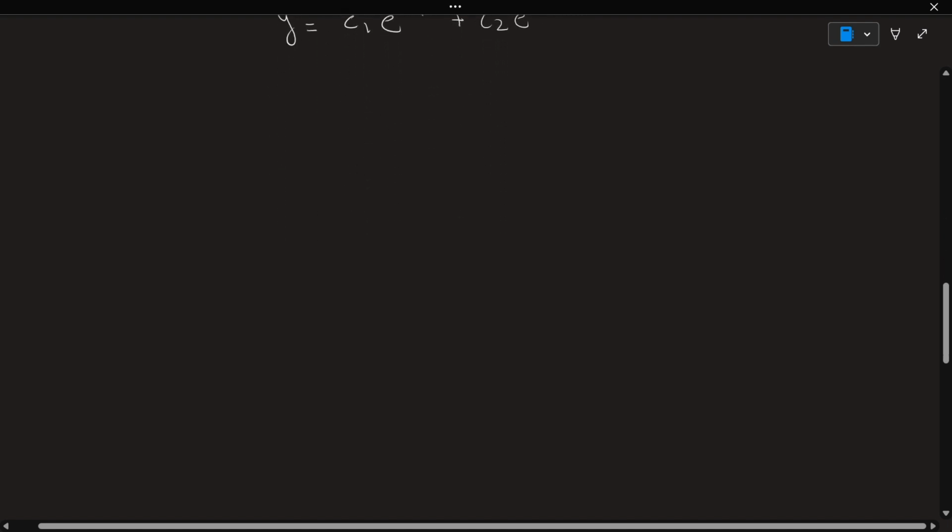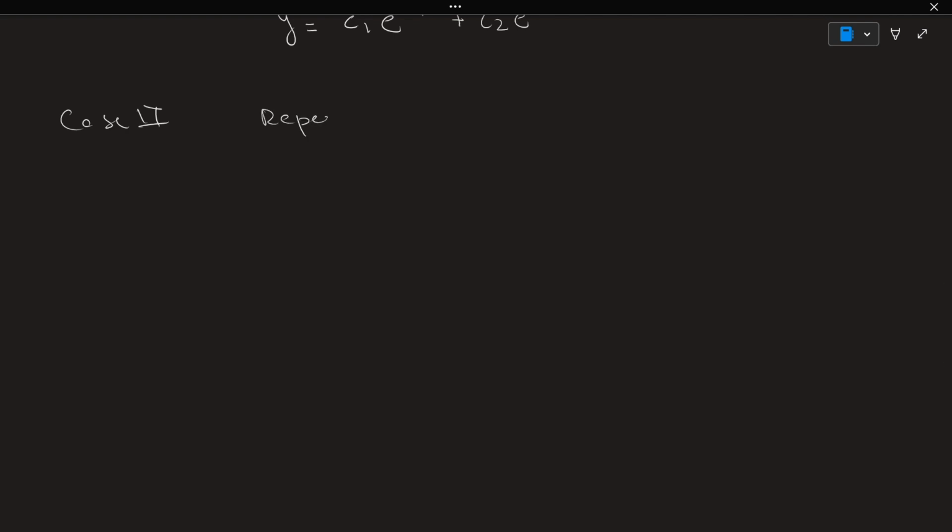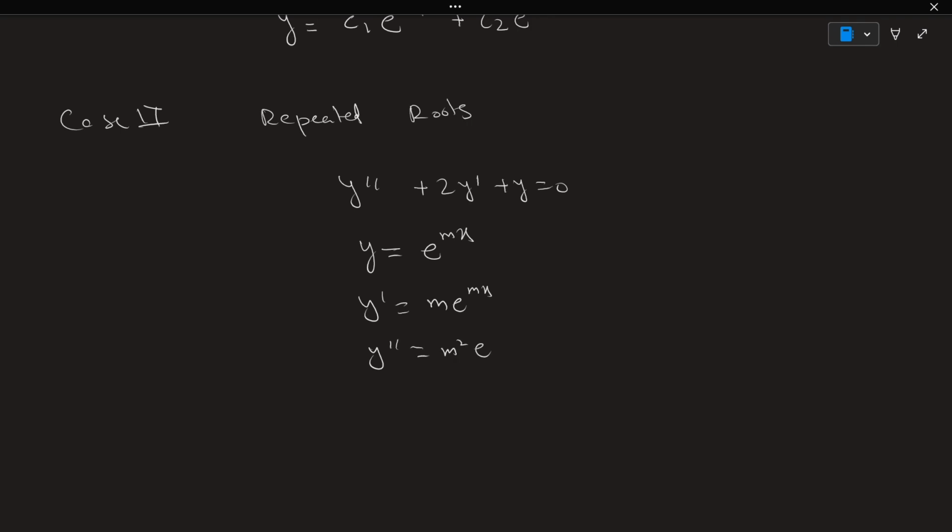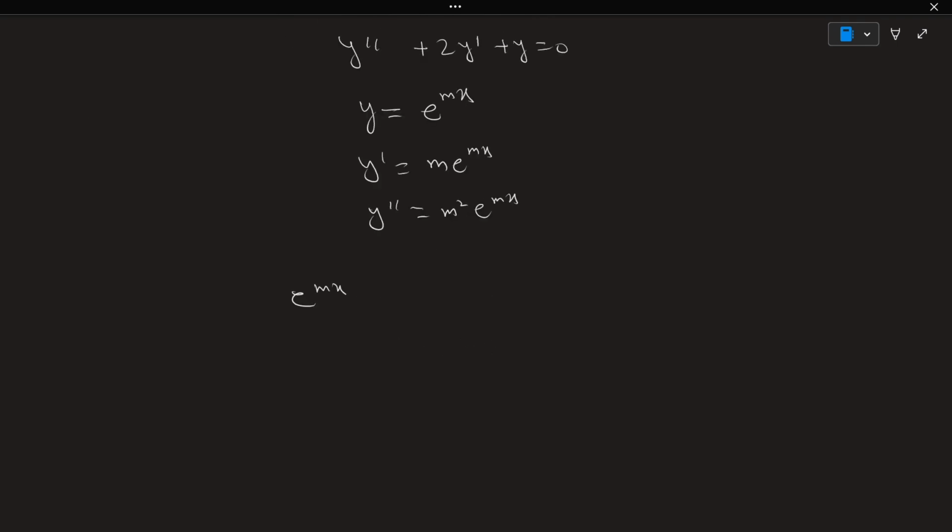Now we will cover case 2, where we will get repeated roots for our polynomial equation. So let's consider an equation of the form y double prime plus 2y prime plus y is equal to 0. As always, we will assume our solution as y is equal to e raised to power mx, and y prime will become m e raised to power mx, and y double prime will become m square e raised to power mx. After substituting these values and simplifying, we will get e raised to power mx into m square plus 2m plus 1 is equal to 0.